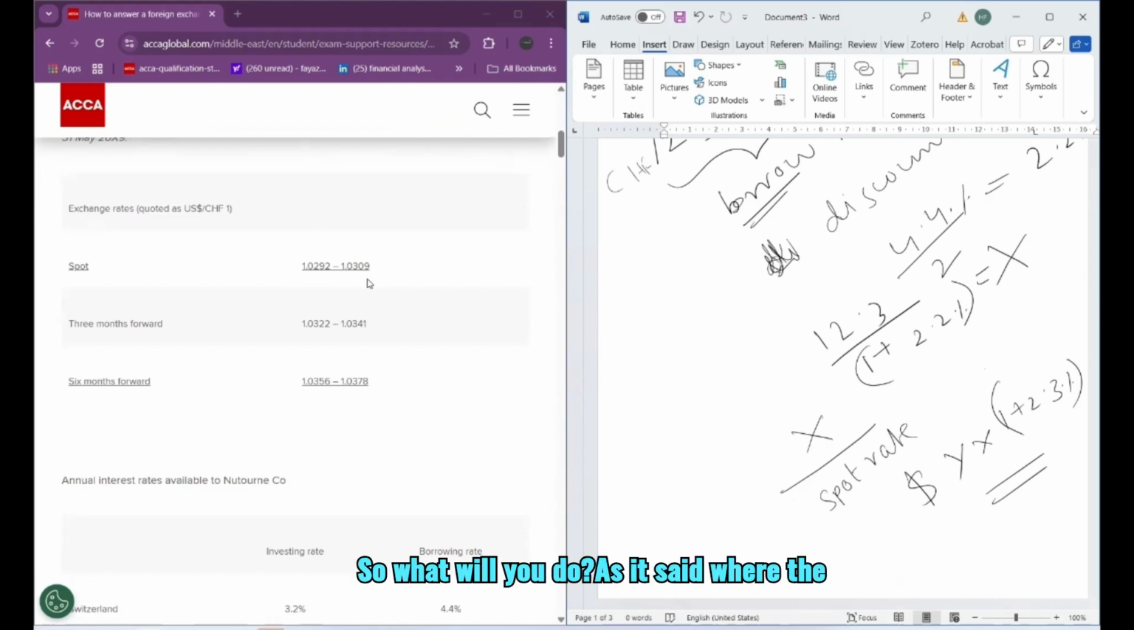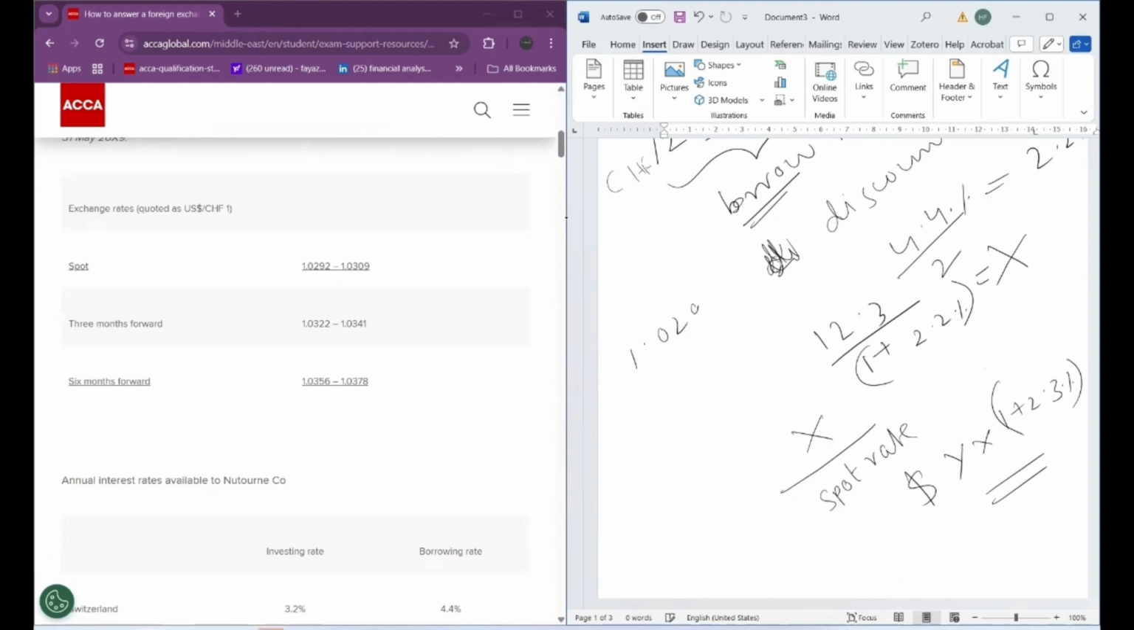So what will you do? As it said, where the receipt is going to be lower, or where the bank will have to spend less to give us the US dollars, and that is in 1.0292. That is as simple as that. It is 1.0292 USD per CHF, right? So you will simply take 1.0292 USD per CHF. That's it.